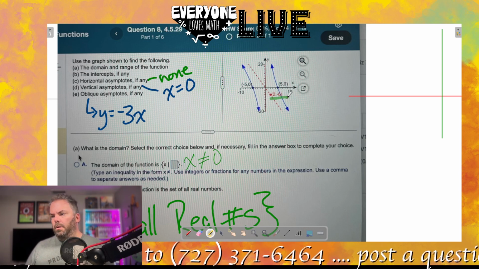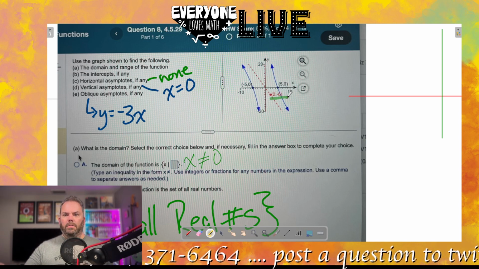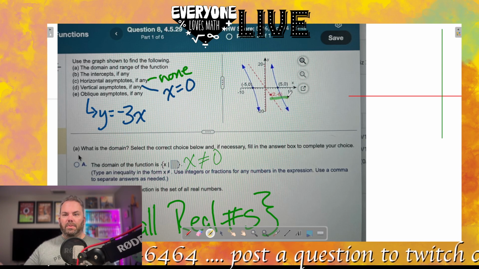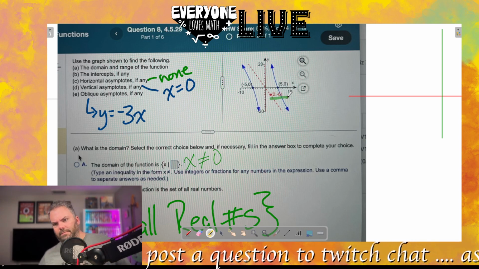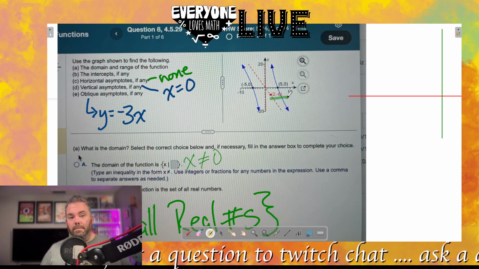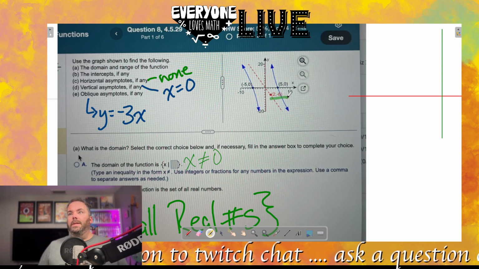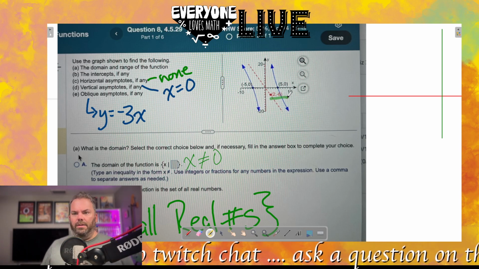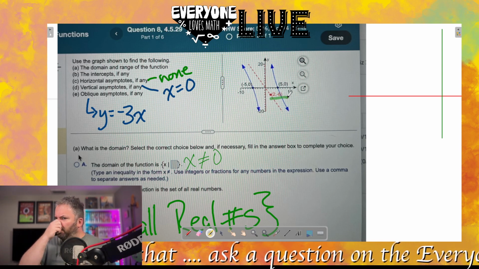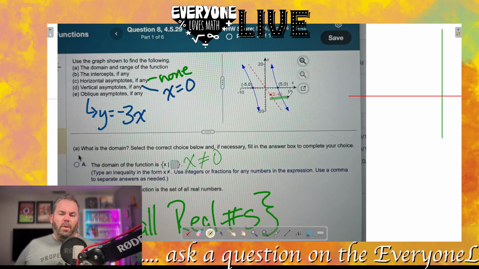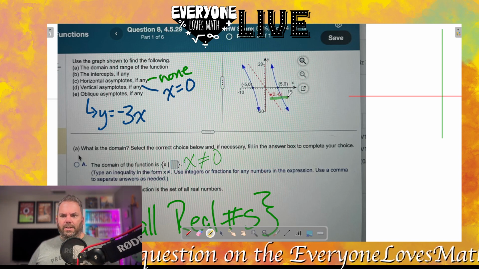It wanted, but that's what we wrote. We wrote y equals negative 3x. They wanted parentheses around it. That's ridiculous. Take a picture, send it in. Yeah. I don't know why there are parentheses. There isn't a mathematical reason why that would have parentheses. I can't tell you why.